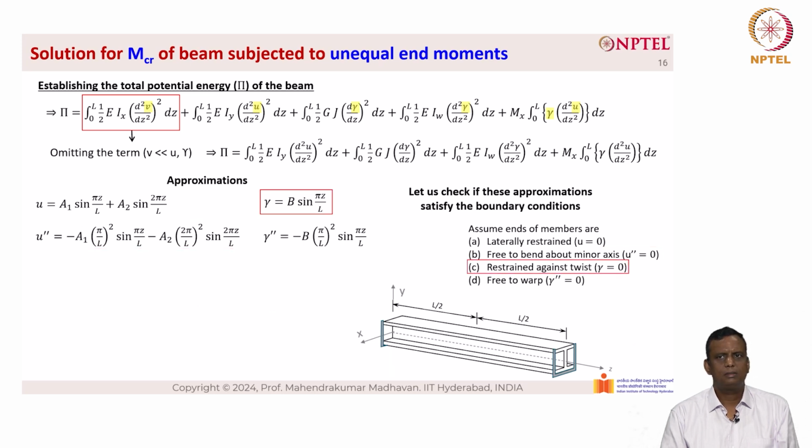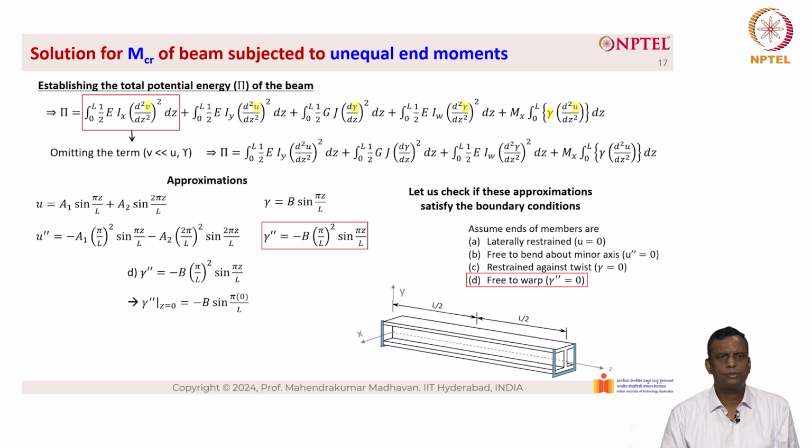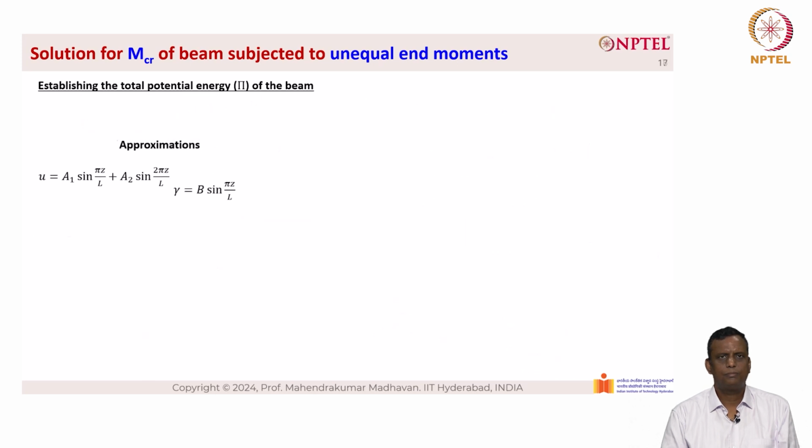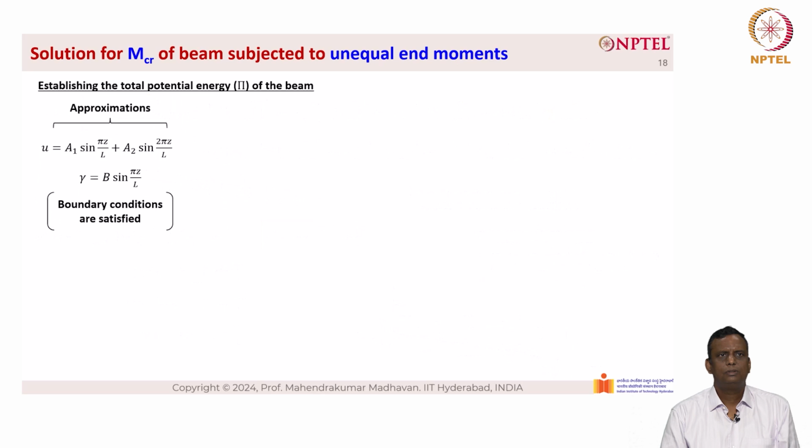Now let's look at the third boundary condition, which is restrained against twist, gamma equal to 0. When we substitute gamma at z equal to 0, we get the value 0 because sin 0 is 0. Similarly, gamma at z equal to L, b into sin pi L by L, which is again 0. Now the fourth boundary condition, it is free to warp, gamma double dash is equal to 0. Again, when we substitute at z equal to 0, we have gamma double dash equal to 0, and at z equal to L, gamma double dash is also equal to 0. So the boundary conditions are satisfied based on the approximations that we have considered.